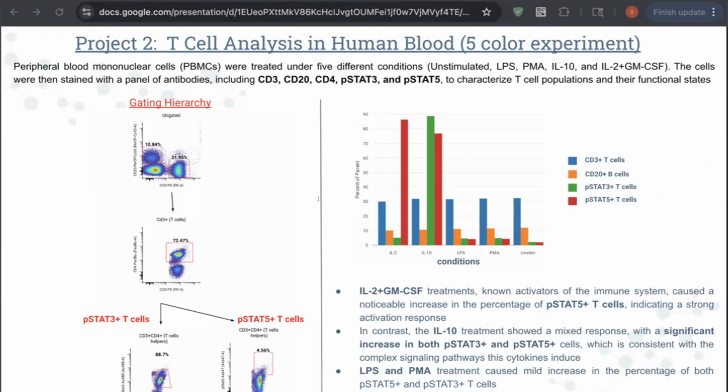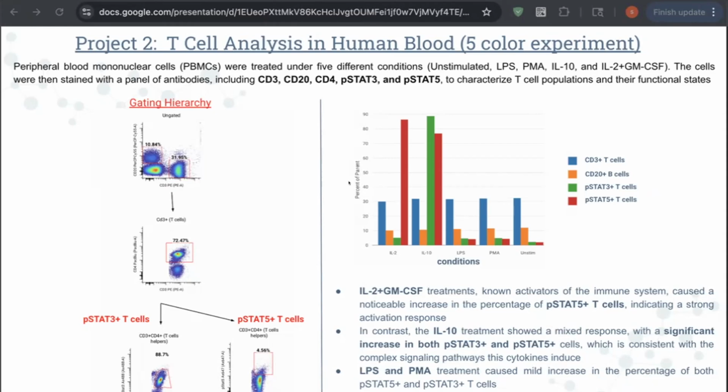On the left, you can see our hierarchical gating strategy. We started with a total cell population and used specific markers to progressively narrow our focus. We first identified T cells using the CD3 marker and B cells using CD20. Since our project was focused on T cells, we created a gate around the CD3 positive population, which you can see here. We used it to characterize CD4. After identifying CD4, we further subgated PSTAT3 and PSTAT5.